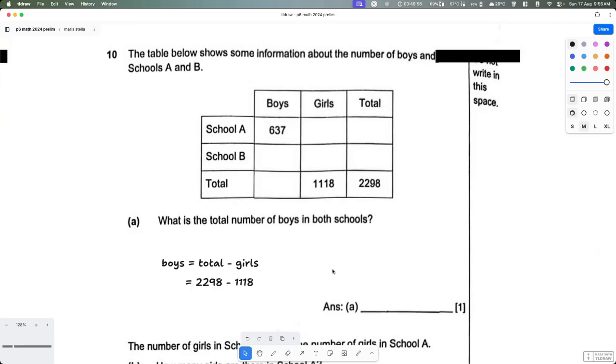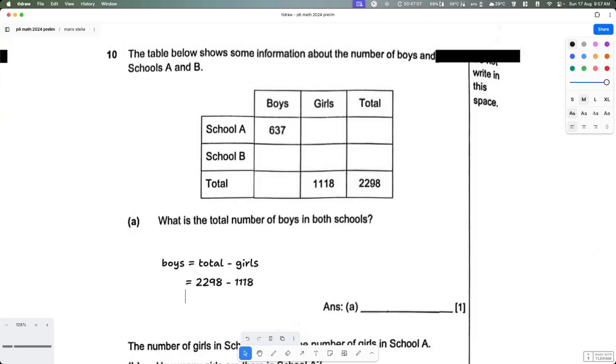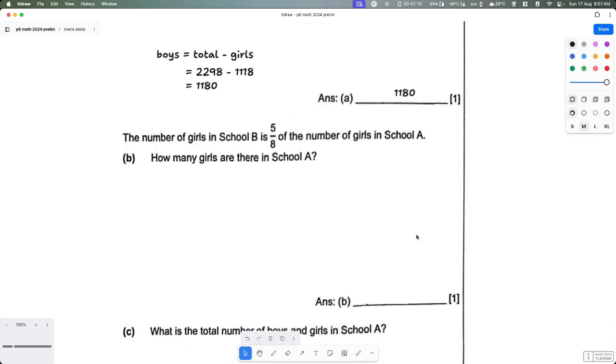This will become 2298 minus 1118. We can use the calculator. 2298 minus 1118 will give us 1180. So that's the answer, equal to 1180. Let's move to the next question.